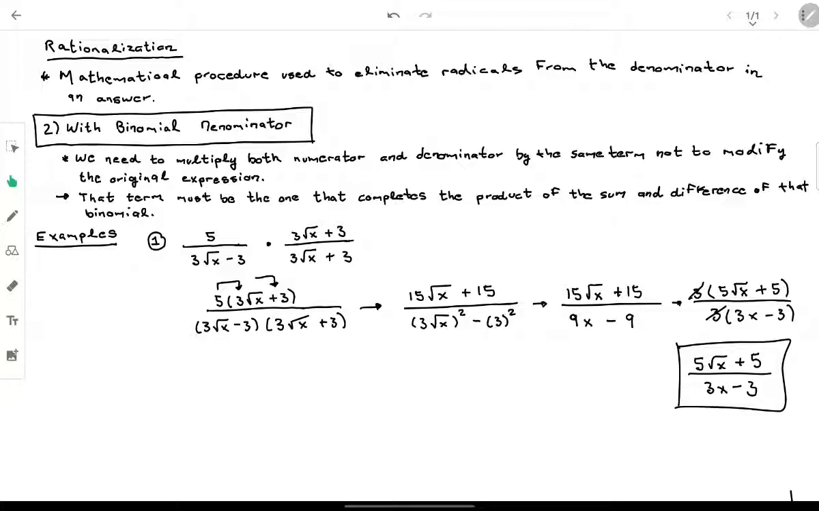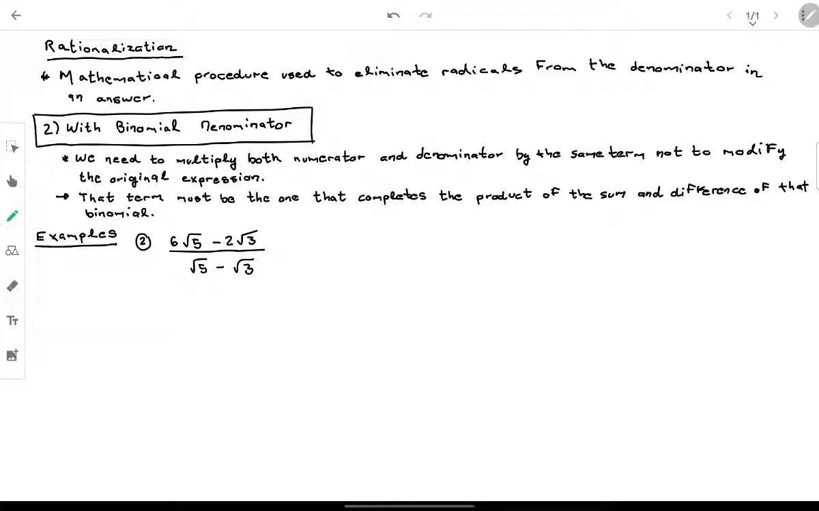So it's going to be almost the same process using the product of the sum and difference of that binomial that will give me a difference of squares, and at the end I won't have any roots. So let's see another example. In this example, we have something like this. We have two roots on the denominator. Don't worry, it's going to be exactly the same process.